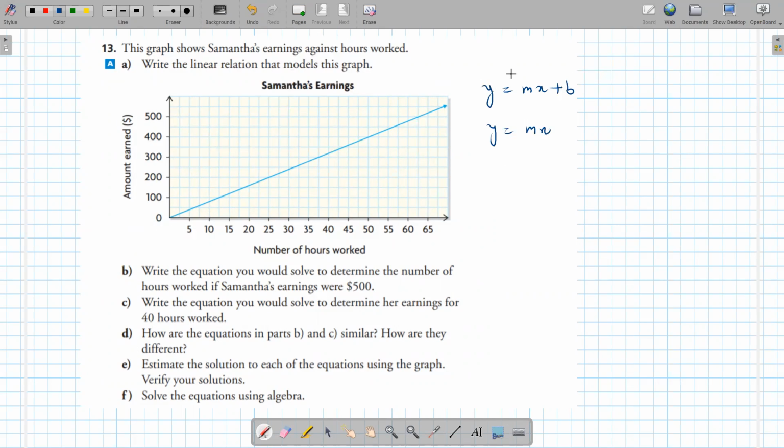This is a direct variation because it passes through the origin. Now the question is, what is m? And we know m is the slope, which is rise over run. So we're going to pick two nice points. What do I mean by nice?